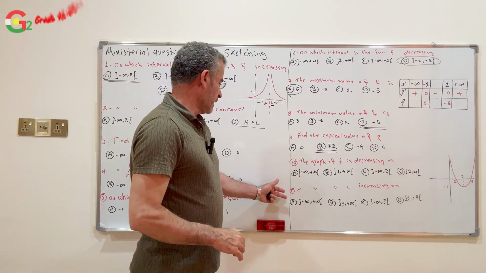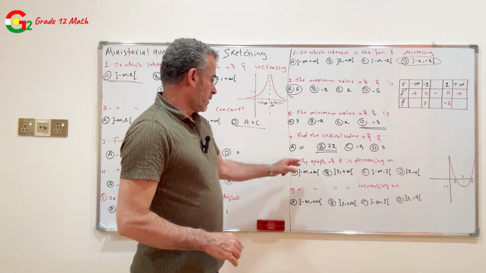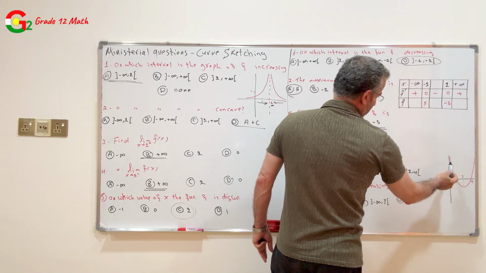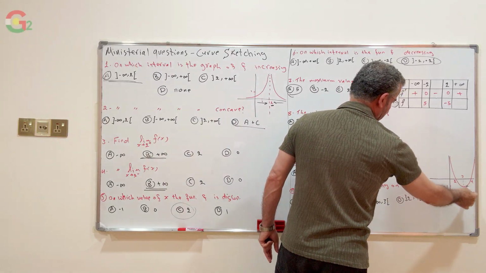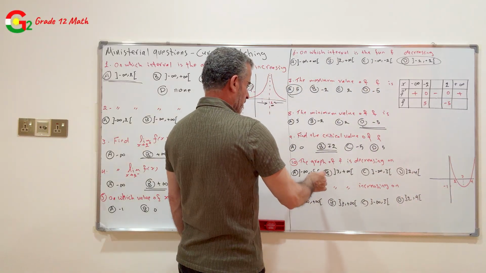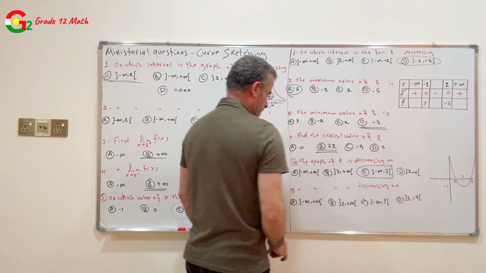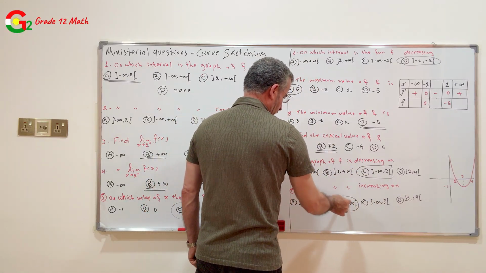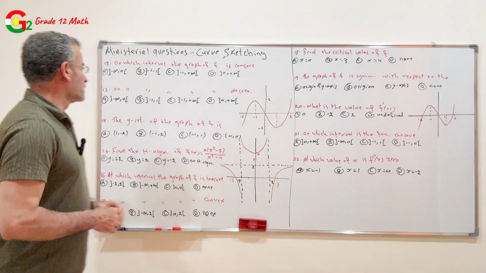Question number 10 and 11. Use the graph on the right to answer them. The graph of f is decreasing from negative infinity to 3 and increasing from 3 to positive infinity. Therefore, decreasing from negative infinity to 3, the right choice is C, and increasing from 3 to positive infinity, the right choice is B.